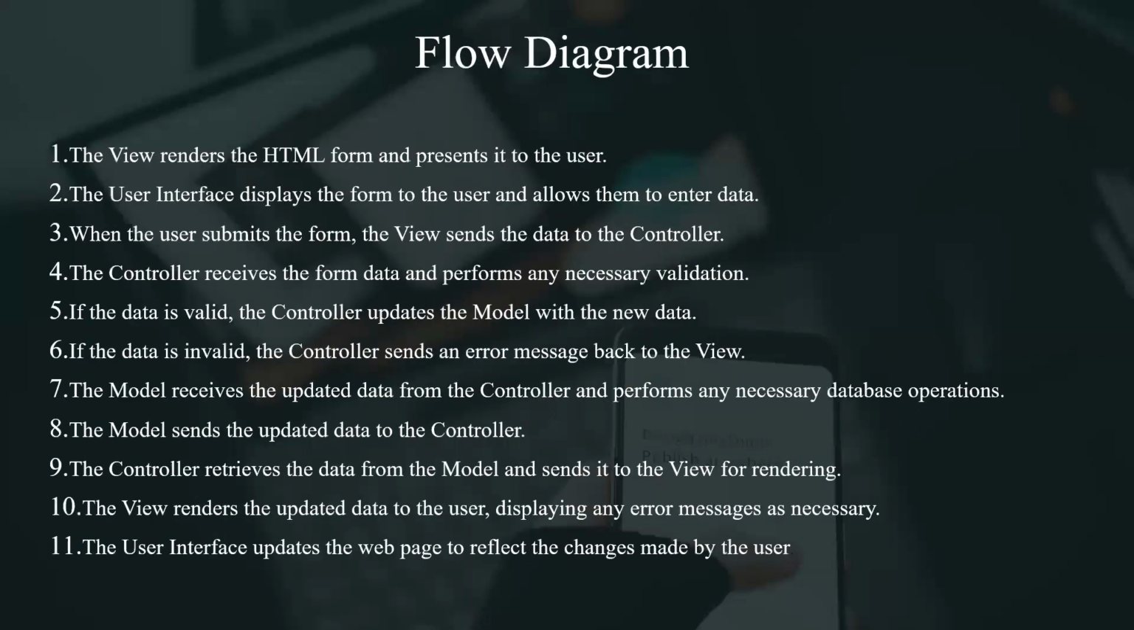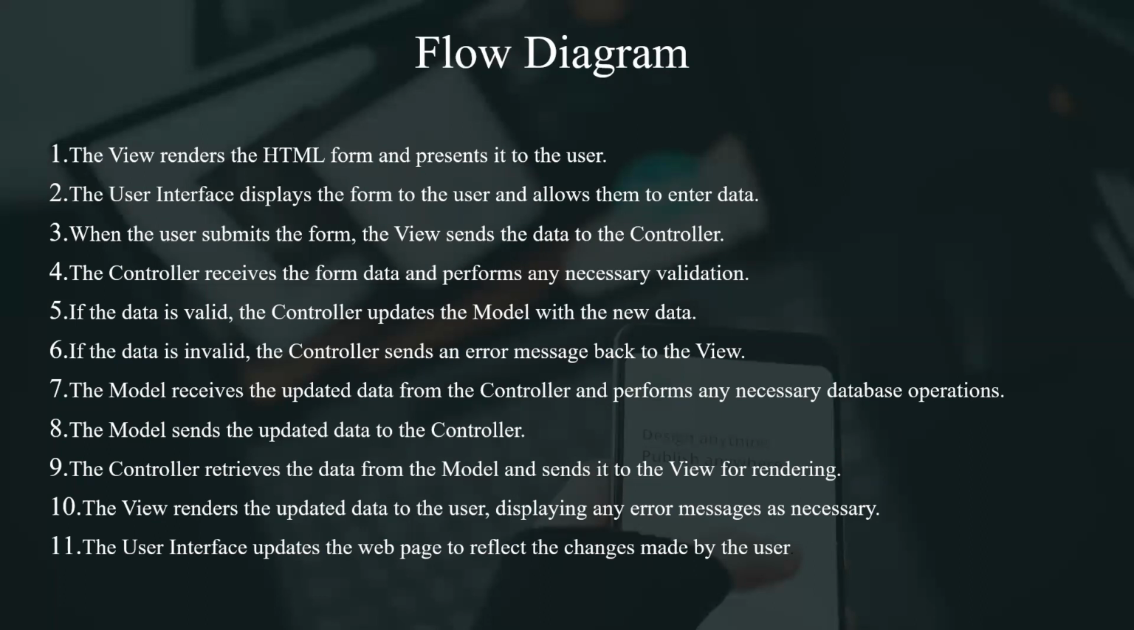And coming to the flow diagram, the view renders the HTML form and presents it to the user. The user interface displays the form to the user and invites them to enter data. When the user submits the form, the view sends the data to the controller. The controller receives the form data and performs any necessary validations. If the data is valid, then the controller updates the model with the new data. If the data is invalid, the controller sends an error message back to the view.